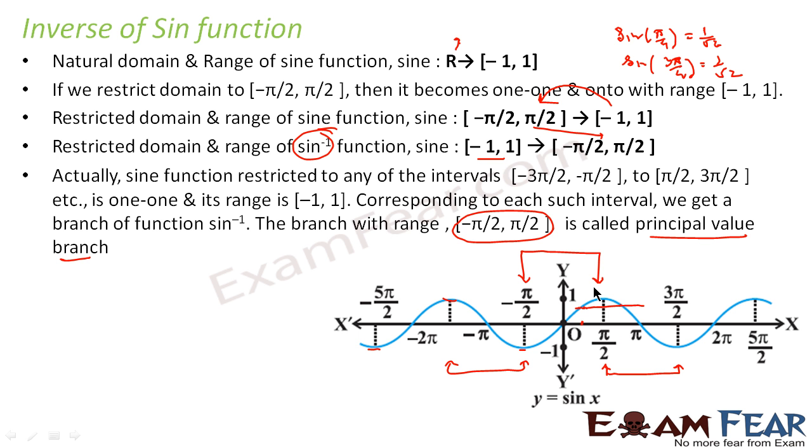The sine function is invertible. Minus pi by 2 to pi by 2 is called the principal value branch, and the other branches are called normal branches. Also, if y is equal to sine inverse x, then sine y is equal to x. Please note, if you say y is equal to sine inverse x, then sine y is equal to x. It's just a convention, you should note this. When you say y is equal to sine inverse x, you take sine on both sides, so this becomes sine y equal to x.